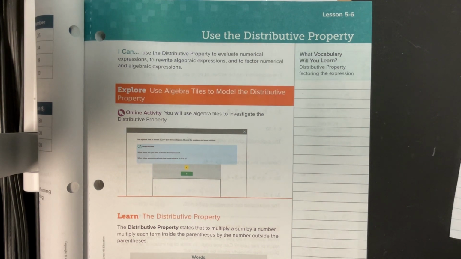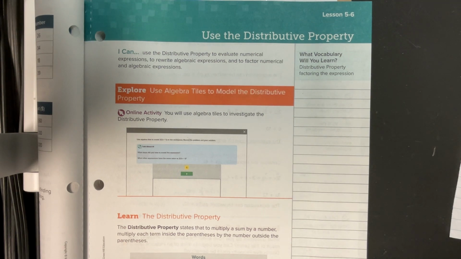Using the distributive property. You first learned about the distributive property in the 3rd grade. So this is kind of just jogging your memory a little bit and then of course adding on since you're in 6th grade now. But this concept isn't completely new.